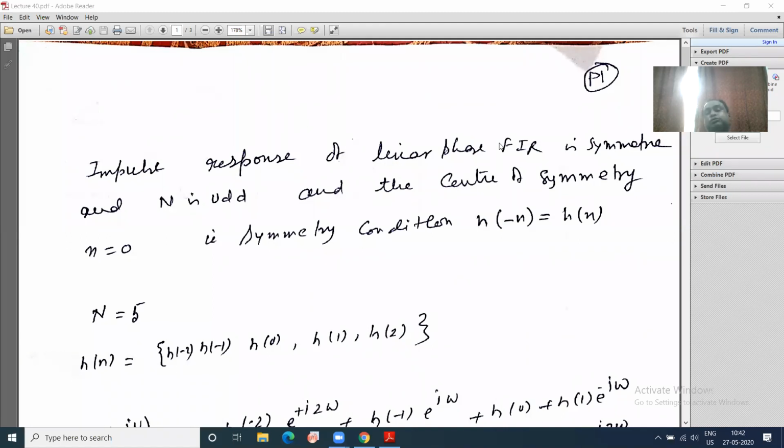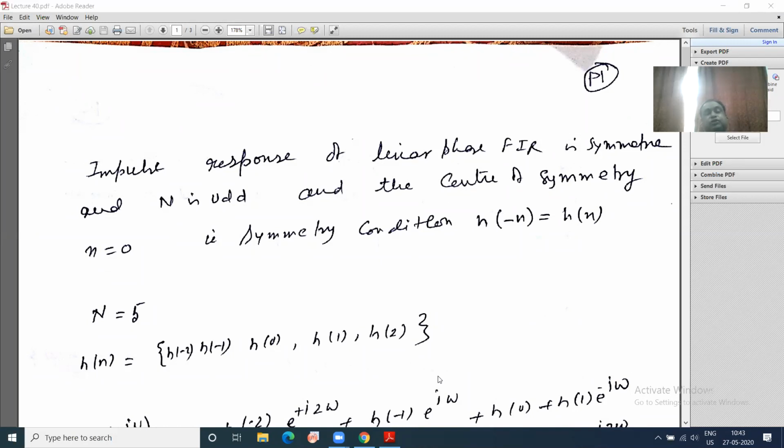Now today we will discuss something called the impulse response of a linear phase FIR filter, symmetric and with symmetry about the origin, that is n equal to 0. We are talking about digital filters, right? Digital filter means your signal is digital, impulse response is digital. What does it mean? Time domain is integer, time instances are integer, as well as your amplitudes, they are also integer values. This is what I understand by digital filter.